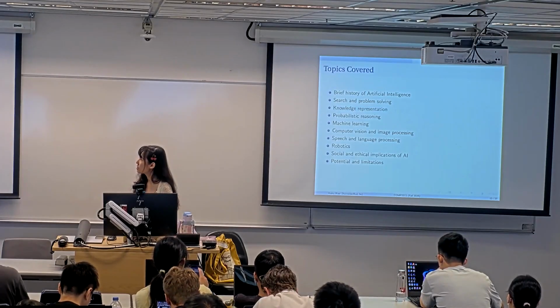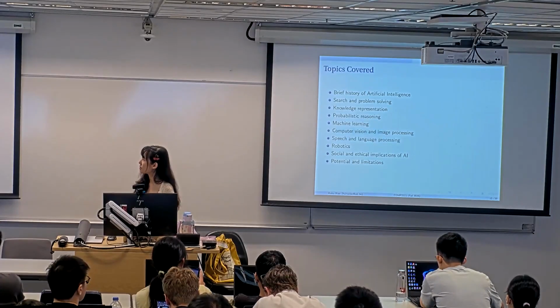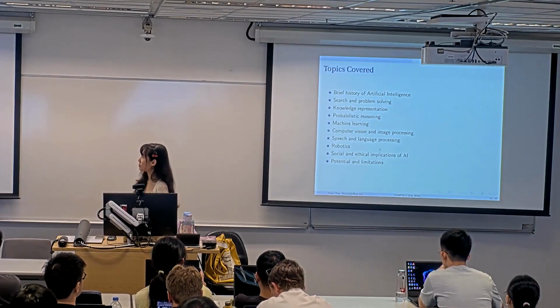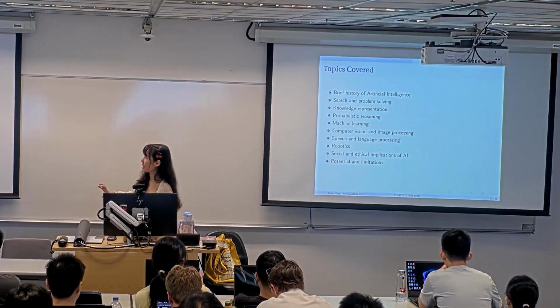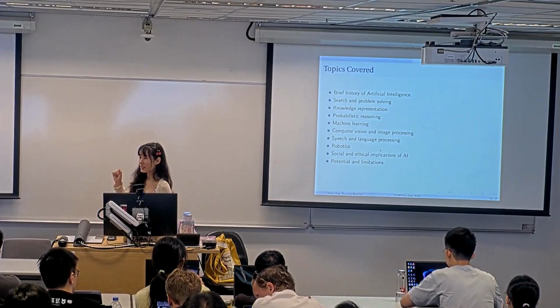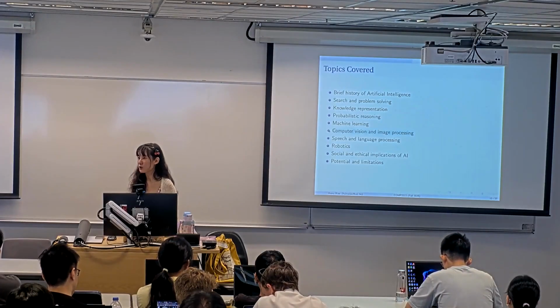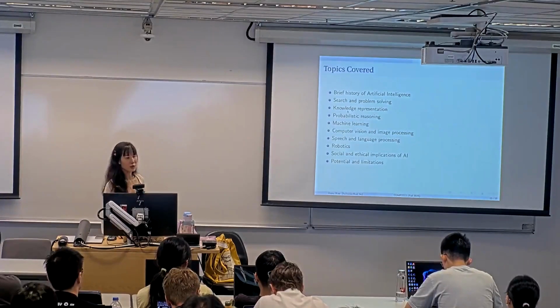And probabilistic reasoning, machine learning, computer vision and image processing, and then speech and language processing. So basically, this is for NLP, and this is for CV and robotics. Then social and ethical implications of AI, potential and limitations. So these will be the topics covered. But as you can see, these topics are really very large. If we want to dig very deep into them, I believe each topic will require one semester's course, which is very ambitious. So let's do something more practical.